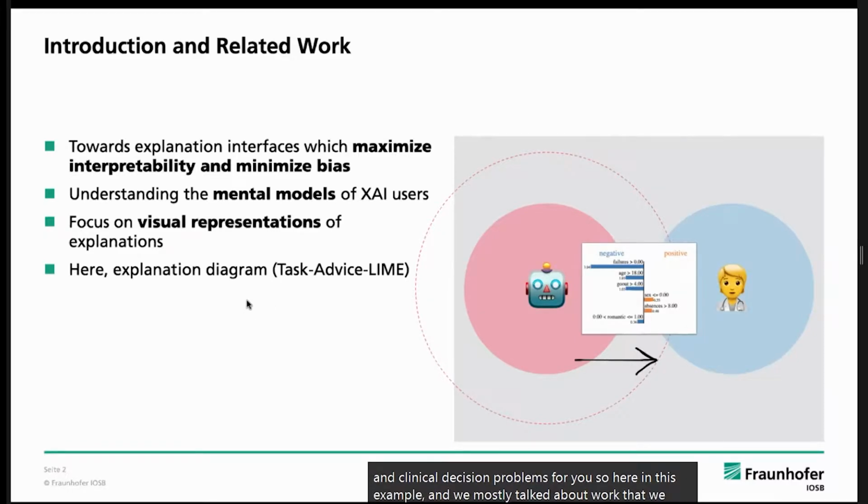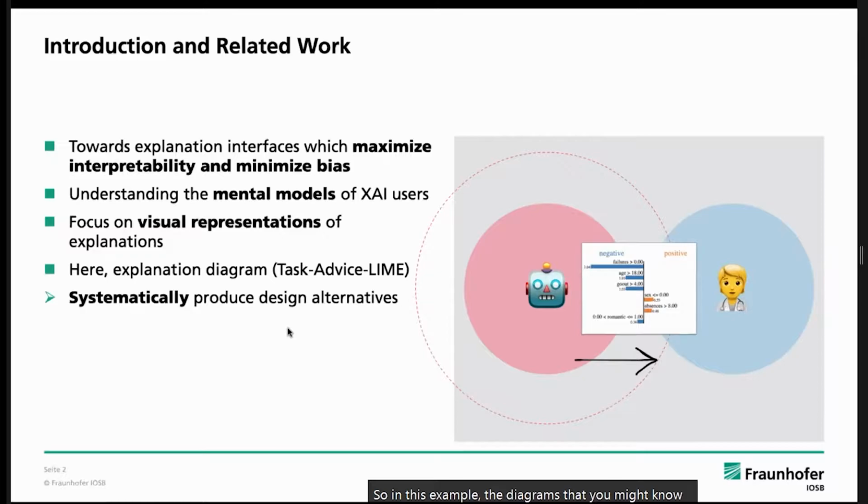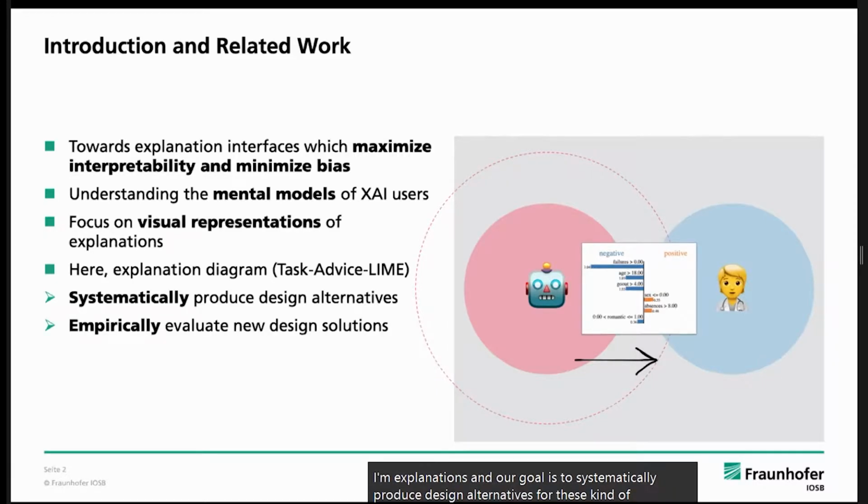we focused on the usual diagrams that would come with explanations. So in this example, the diagrams that you might know from LIME explanations. And our goal is to systematically produce design alternatives for these kinds of representations, and then to empirically evaluate these design solutions so as to make statements about which designs would work better in a given situation.